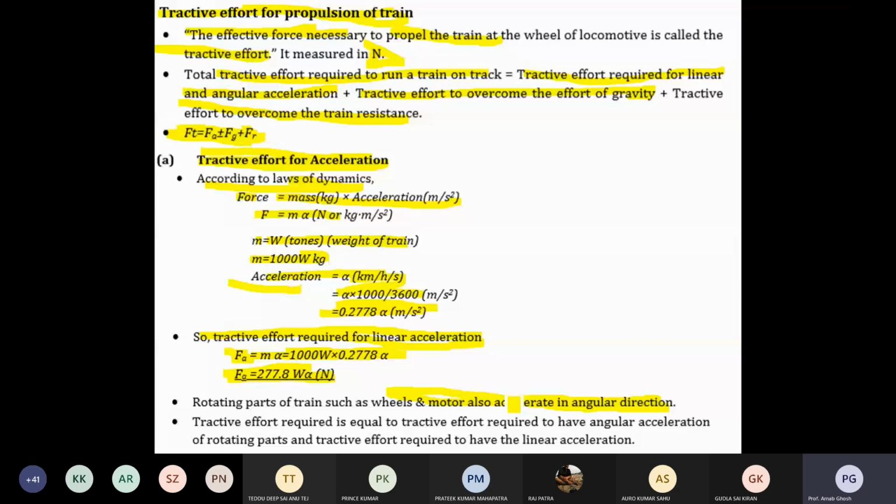Then you can see the figure of the effect of gravity. Normally W is your gravitational weight, which means it is a gravitational effort. The angle of incline is there, so it is an inclined plane, and the angle of incline is theta. So what will be the calculation?